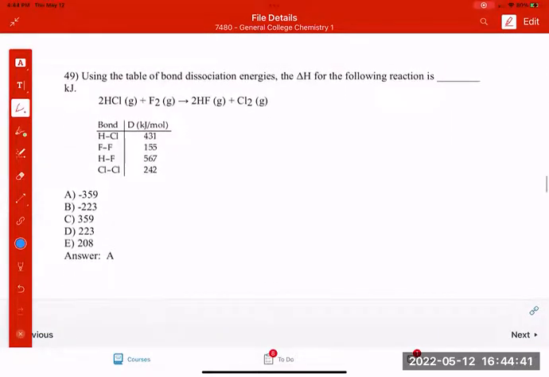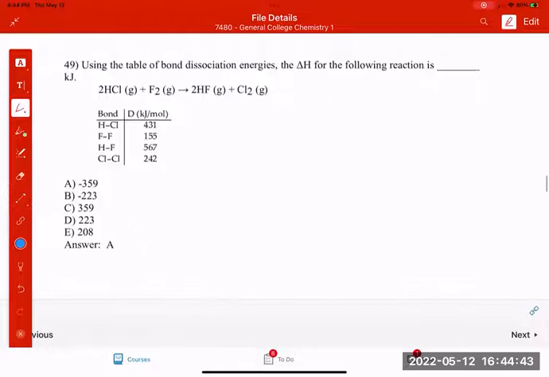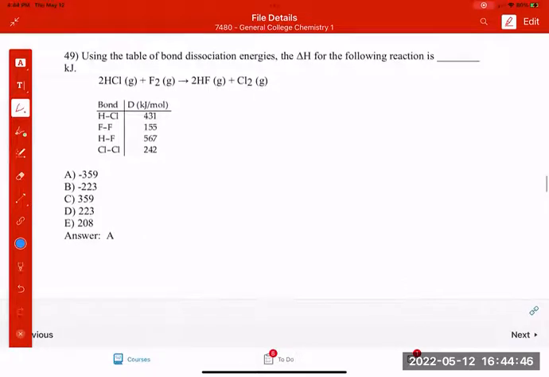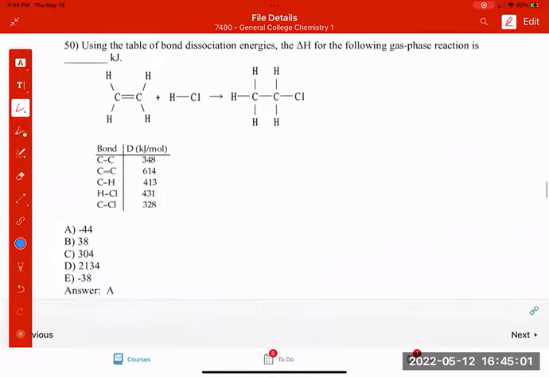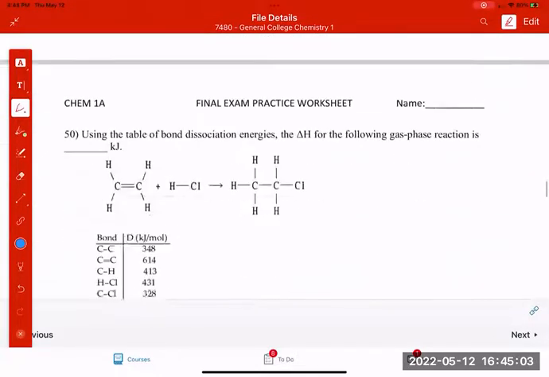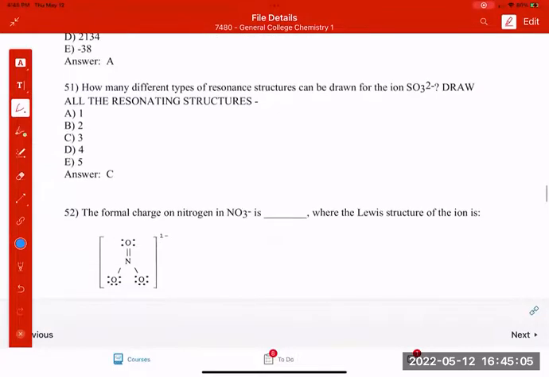Okay, so this one is using the table, bond dissociation. So just remember that here, it's the reactants minus the products. So that's another mistake students were making. Okay, so you look at it and then multiply that. So I think this should be okay. You guys did fine on the worksheet. So look at the bond energy worksheet. So same story, bond energy, you were fine.